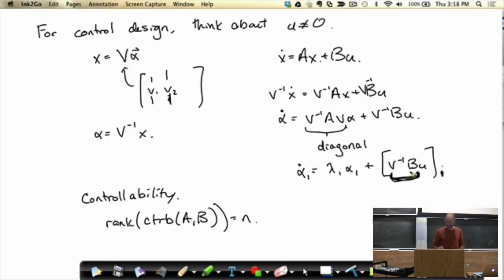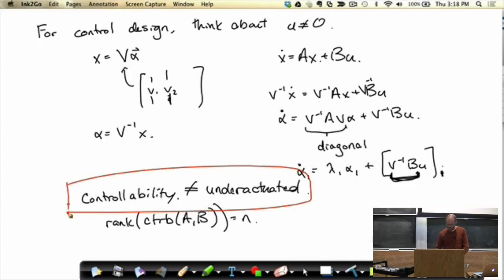Okay? And the beautiful thing is, for linear systems, asking whether you have that property is a simple yes or no answer that can be given just from A and B. Okay? So controllability does not equal underactuated. Certainly you can have underactuated systems that are uncontrollable. If I have no motors, then I might be up a creek, yeah?